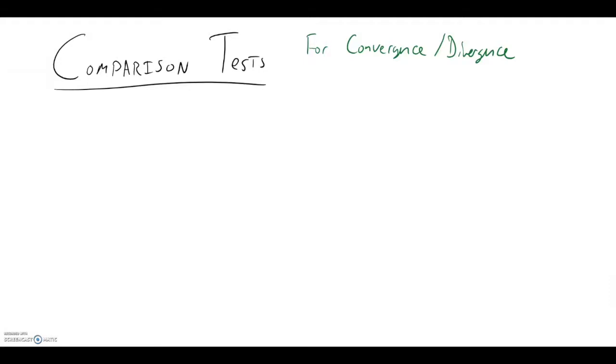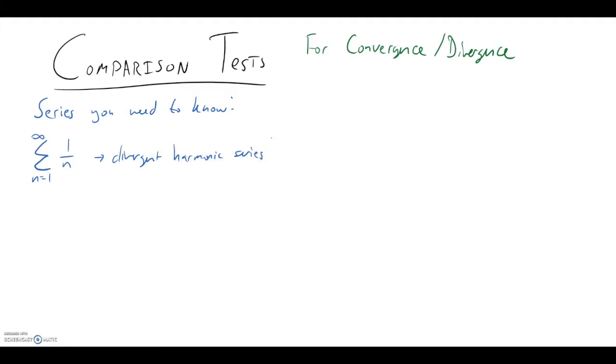In this video, we're going to take a look at comparison tests for determining convergence or divergence of infinite series. And for this particular lesson, there's a few series that you need to be familiar with. The first is the infinite series 1 over n, which is the divergent harmonic series.